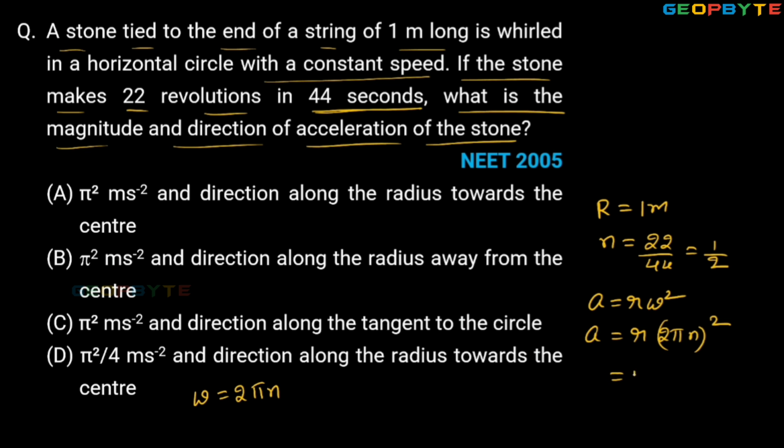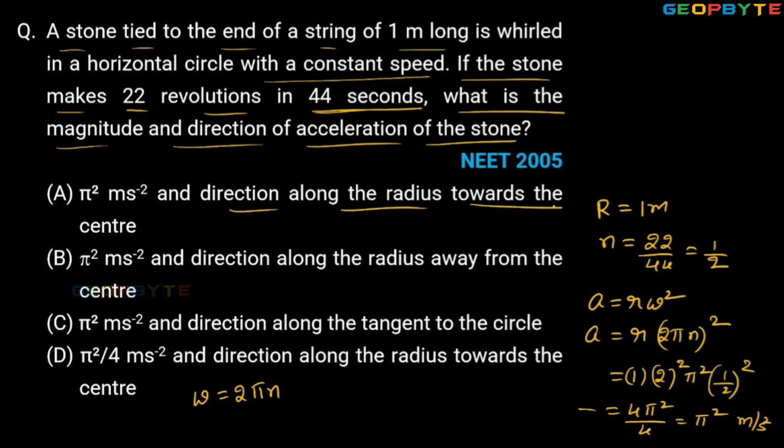R value, R is 1, into 2 square, pi square, (1 by 2) whole square. It is 4 into pi square by 4. It is simply pi square, in meter per second square. So the centripetal acceleration is pi square meter per second square, and direction along its radius towards the center. Option A is absolutely correct. Dear friends, remember centripetal force and centripetal acceleration are acting towards the center along the radius.